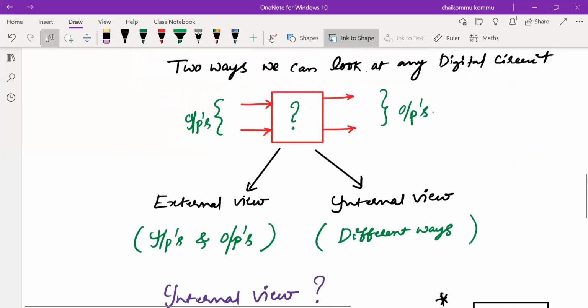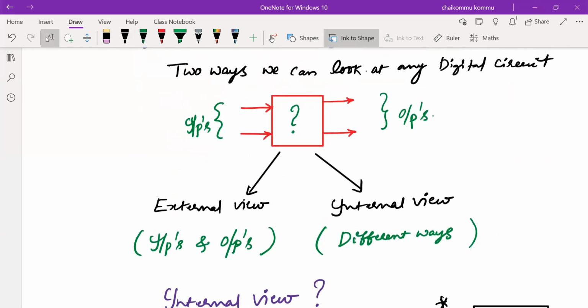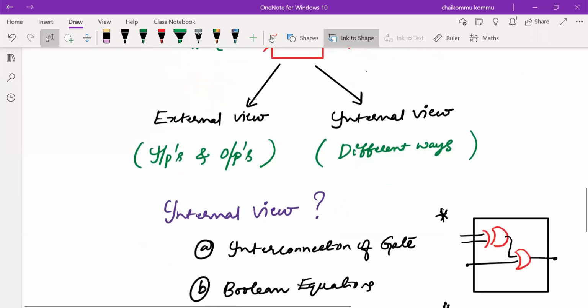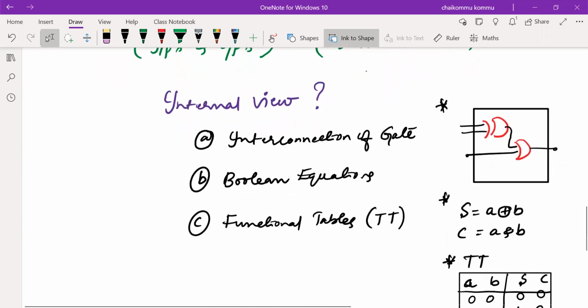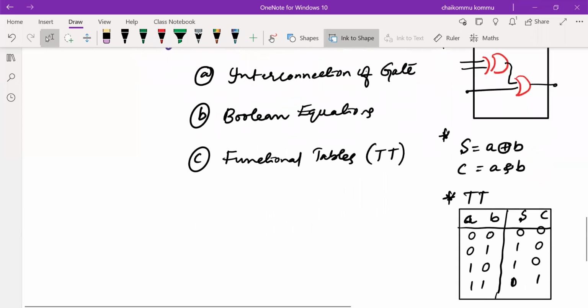Any digital circuit can be visualized by using the external view and by using the internal view. External view is nothing but the inputs and outputs of the digital circuit, but the internal view can be varied depending upon the availability of information. If you know the interconnection of the gates, then this is one method by which we can understand its behavior. If you know the Boolean equations, then we can understand its behavior. If you know the truth table, then we can understand its behavior by using the truth table, right?